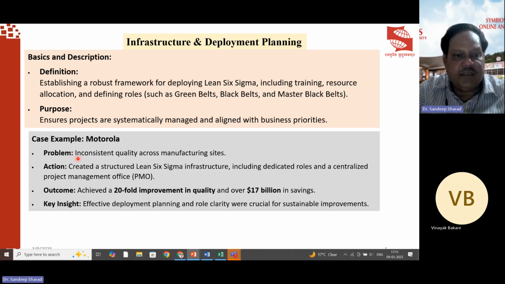With the Motorola case example, inconsistent quality across the manufacturing sites led to a structured Lean Six Sigma infrastructure, including dedicated roles and a centralized project management office. Outcome: achieved a 20-fold improvement in quality and $17 billion in savings. Key insights: effective development planning and role clarity were crucial for sustainable improvement.